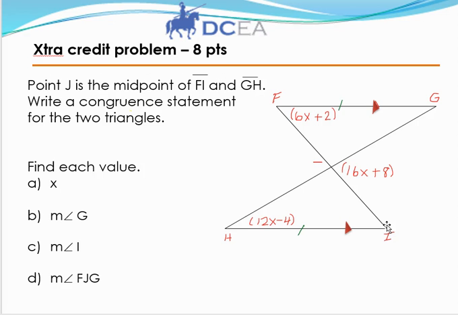The extra credit problem is here on the slide. It's pretty self-explanatory. It's not in your book, but there are 4 different things to solve. You need to solve for the variable x, and then solve for the measures of these angles. Hope that helps.